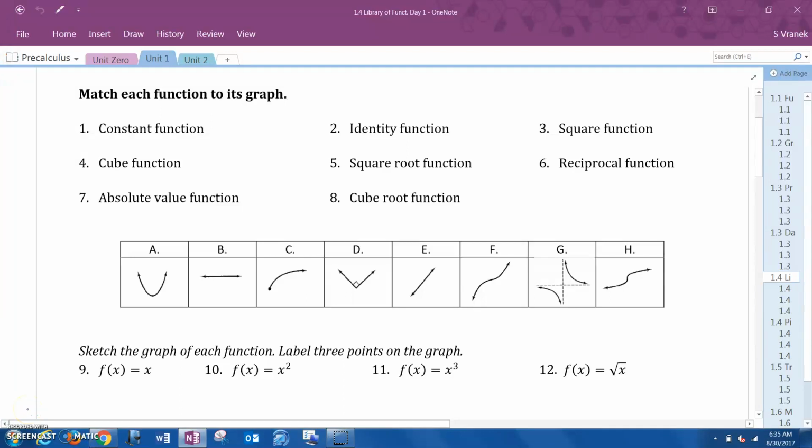All right, class, hopefully the quizzes went well. Today we are talking about the library of functions and also piecewise functions.